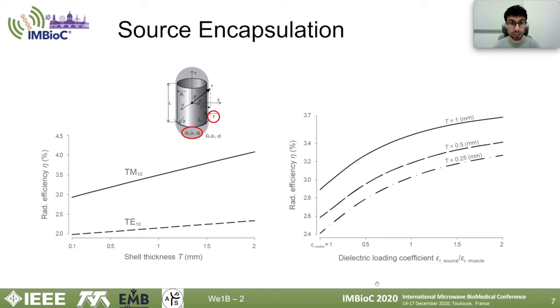The same goes for dielectric loading. Even more, it has absolutely no effect on magnetic sources, so we show here the effects on the electric one for different shell thicknesses. The efficiency rises until its permittivity is about equal to the surrounding medium, which is muscle in this case, and then starts to flatten out.